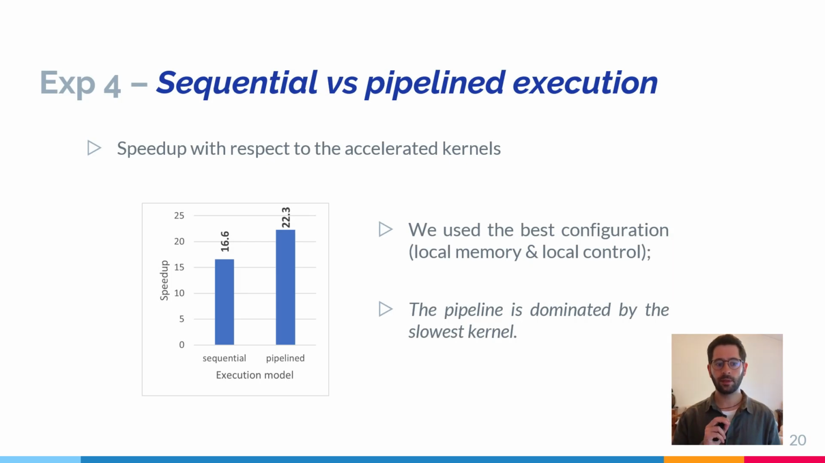For the final experiment that quantifies the improvements of a pipelined execution versus a sequential model, we used the last hardware architecture that was composed using local memories and a local orchestrator, and we implemented a pipeline execution model. Such execution is directly managed by the local orchestrator. In this case, we considered the end-to-end execution of the accelerated kernels only, and we finally achieved 22.3 times speed up compared to the 16 times of the sequential model.